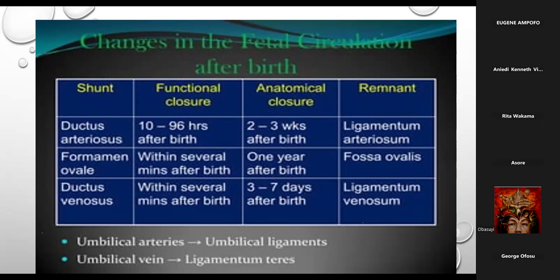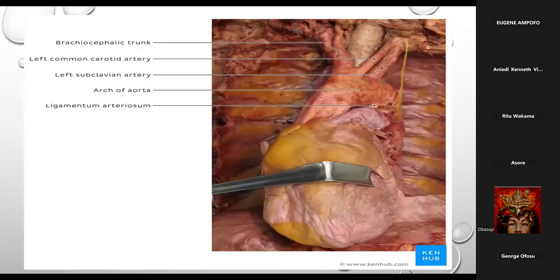The umbilical arteries become the medial umbilical ligament, the distal part, whereas the proximal part becomes the superior vesical artery. The umbilical vein becomes the ligamentum teres hepatis. This diagram is showing the aorta and the great vessels, and the ductus arteriosus has now fibrosed and has become the ligamentum arteriosum.